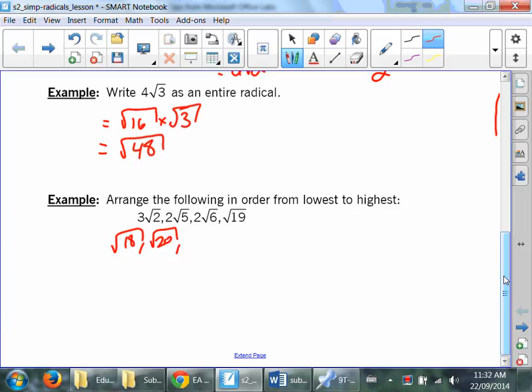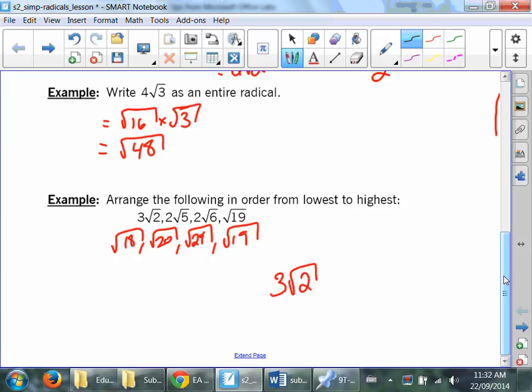2 times 2 is 4, times 6 is 24, so that's going to be the root of 24. And the fourth one is already an entire radical. So if we're writing these from lowest to highest, which one's the lowest? Clearly the root of 18 is. But we don't write root of 18, we write the original number, which is 3 root 2. So 3 root 2 is the first one.